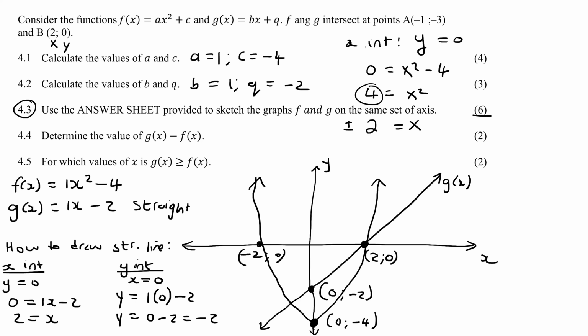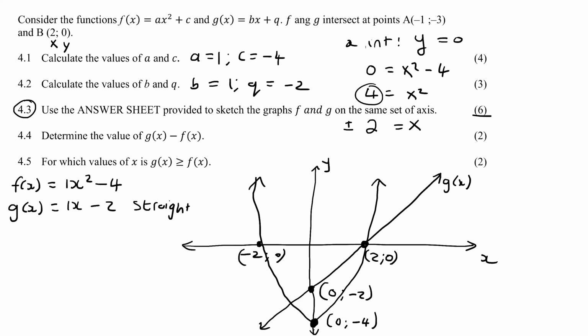Okay, so it now says, determine the value of g(x) minus f(x). Okay, I had to look on the memo because that question makes no sense. They made a mistake. So it's good. It's what is g of 0 minus f of 0. Let me write that over here.